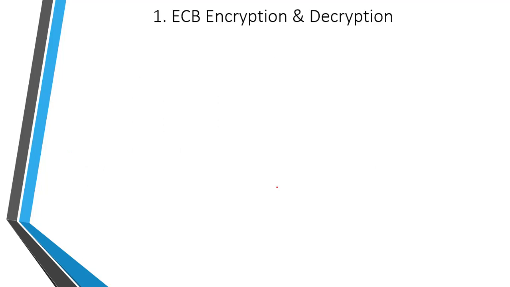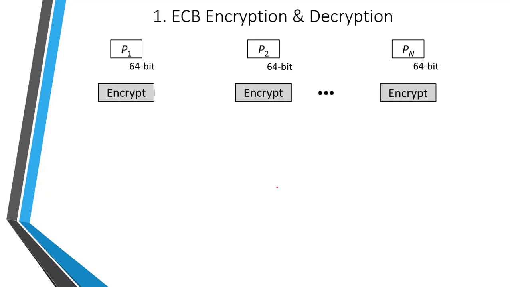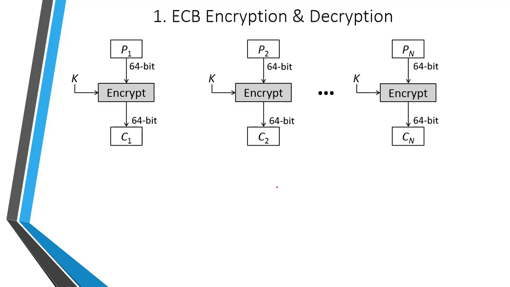First is ECB, that is electronic codebook mode. In electronic codebook mode, first of all, plaintext is divided into 64-bit blocks, that is P1, P2, Pn. After that, the encryption process is applied on the plaintext using the key K. For all the plaintext blocks, the same key is used, and after that output is generated, that is C1, C2 and Cn.